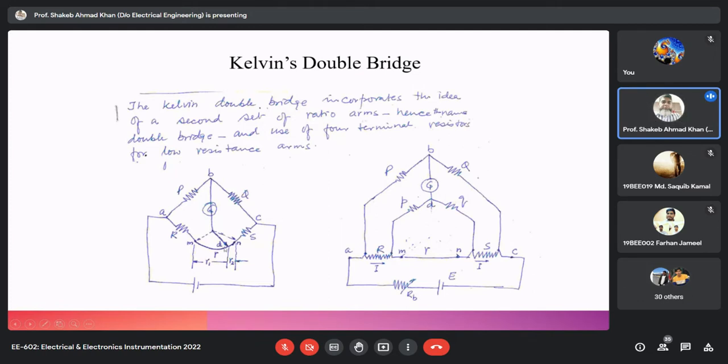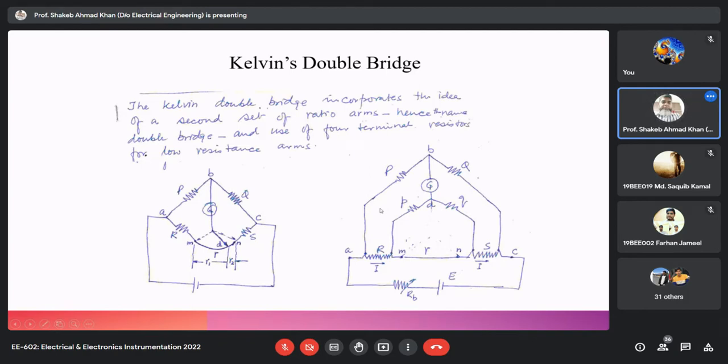So you can see that this point D is this point D. Now it is claimed that this bridge, when it is balanced, will satisfy whatever solution has been suggested in this modified Wheatstone bridge.